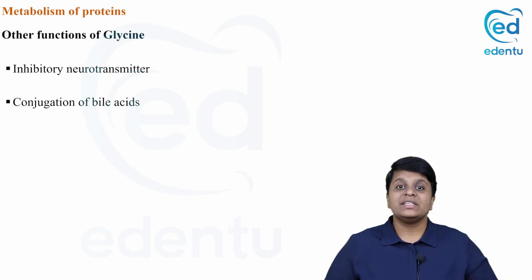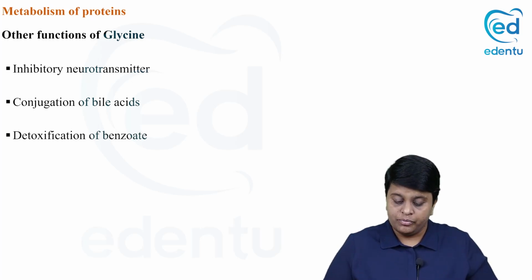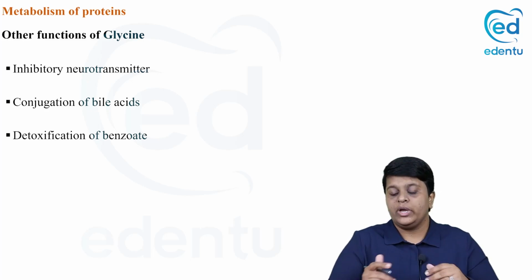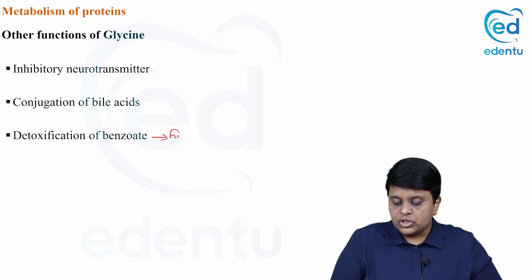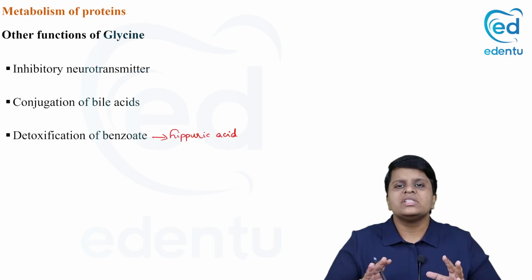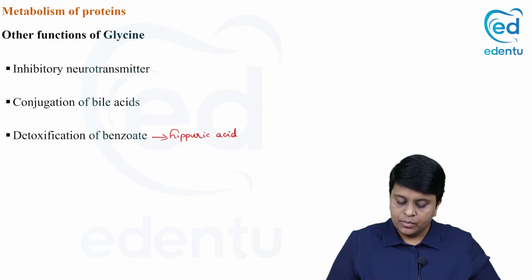Then we have seen glycine helps in the conjugation of bile acids. Glycine and taurine help in the conjugation of bile acids. And also, it helps in the detoxification of benzoate to form hippuric acid. So detoxification of benzoate to hippuric acid also requires glycine. So these are the various functions of glycine in the body.